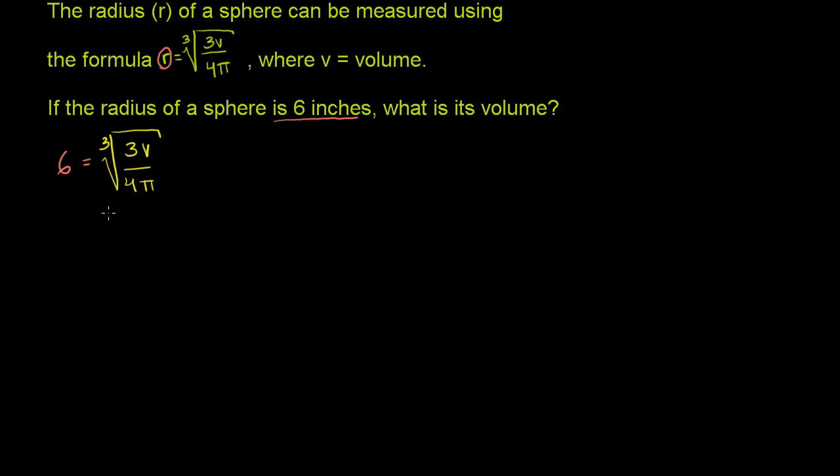A good first step to get rid of this cube root is take the cube of both sides, or raise both sides of this equation to the third power. So you had 6 inches. You raise it to the third power. You have the cube root of 3v over 4 pi. Raise it to the third power.